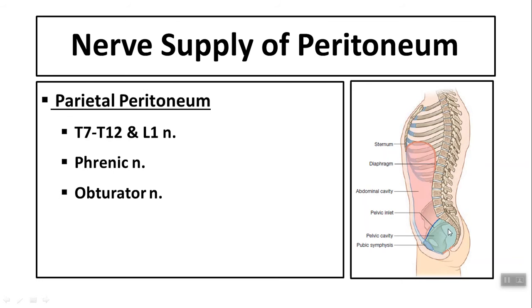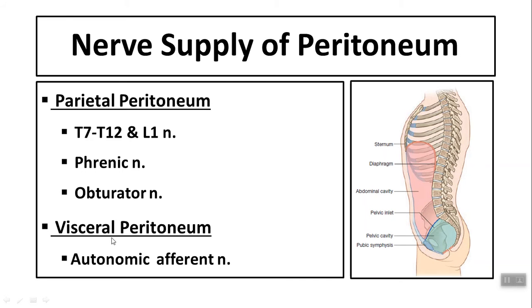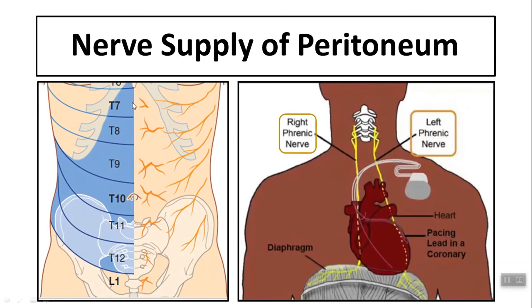The peritoneum that is lining the pelvis is supplied by the obturator nerve, while the visceral peritoneum that is covering the viscera is supplied by the same nerve that supplies the viscera, which are autonomic afferent nerves. So we have somatic nerves supplying the parietal peritoneum, and we have autonomic nerves supplying the visceral peritoneum.